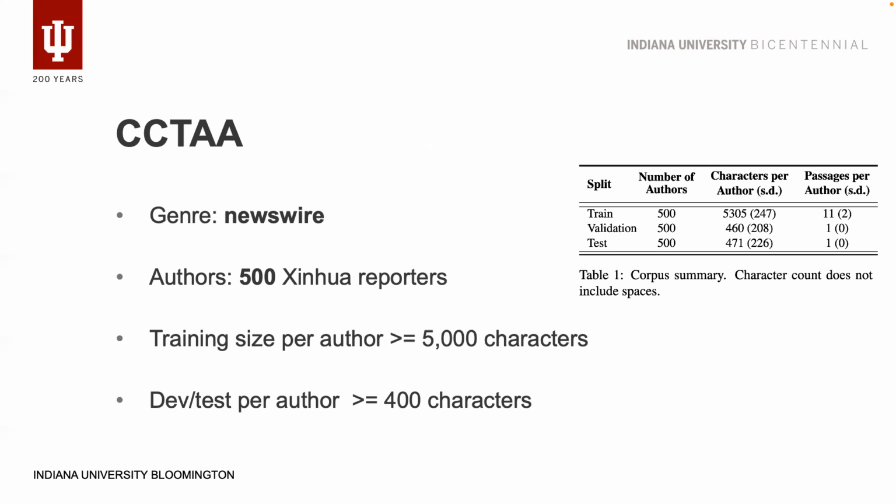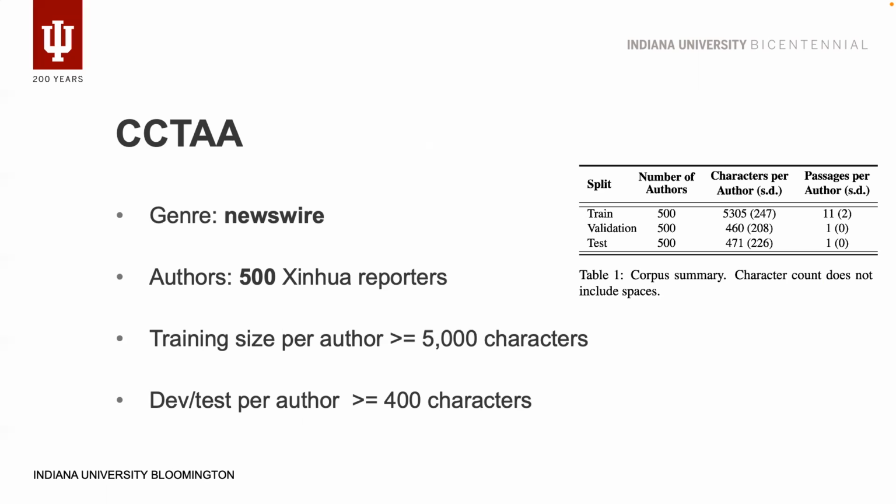As shown in the table, every author also appears in all three splits, upholding the closed set assumption of many authorship attribution models. For training, every author contributes multiple passages, which consist of one or more paragraphs, with cumulatively no fewer than 5,000 characters.